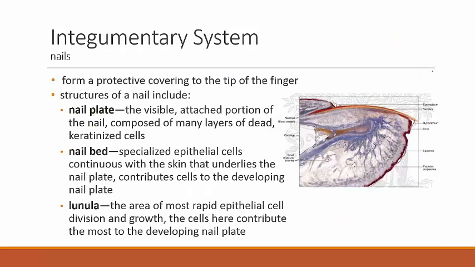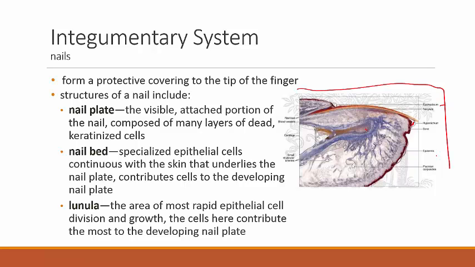So we'll start with the nails. The nails form the protective covering at the tip of the finger, and this is an image of a finger sliced right through the middle. This is bone and cartilage, and inside we can see all the structures that we associate with the nail. The cuticle has its own name, the eponychium. The hyponychium is the skin directly underneath where the nail separates from the nail bed.